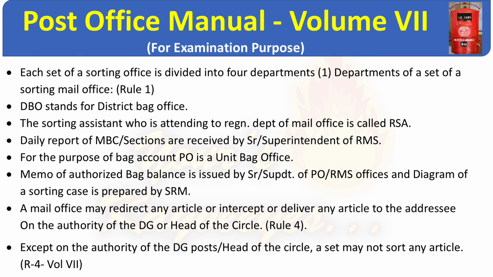Each set of a sorting office is divided into 4 departments. The departments of a set of a sorting mail office. This is rule number 1. The DBO stands for district back office. The sorting assistant who is attending to the registration department of the mail office is called a registration sorting assistant.